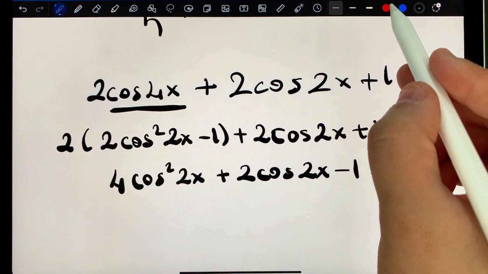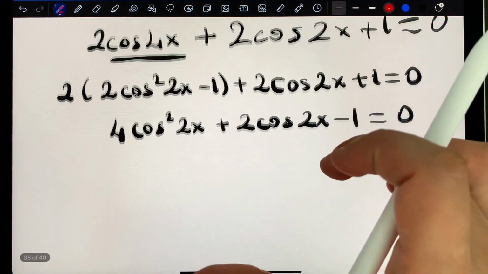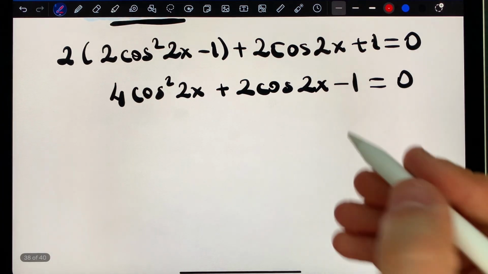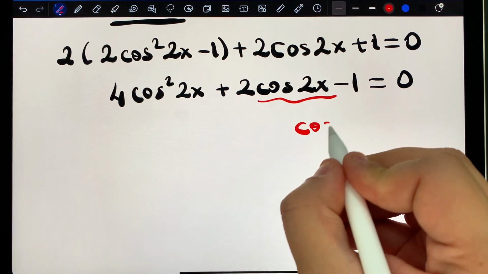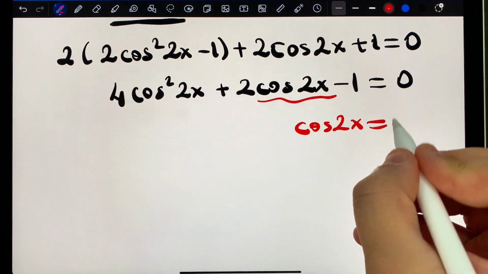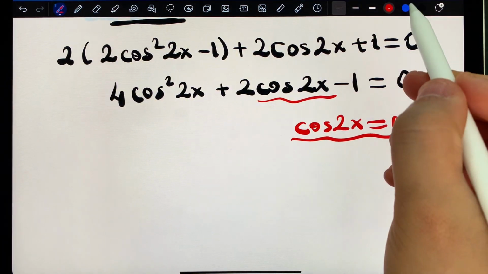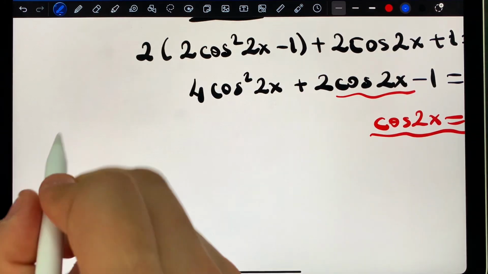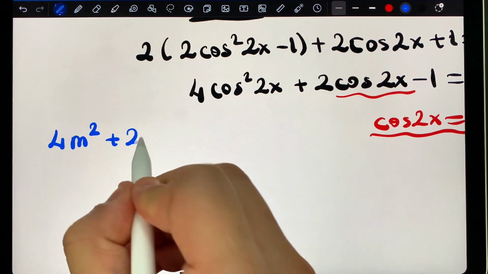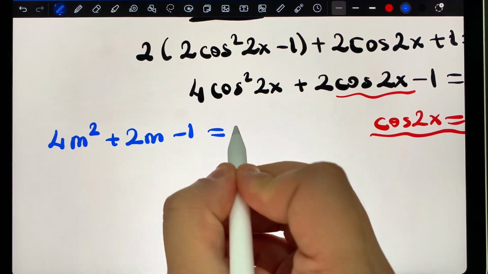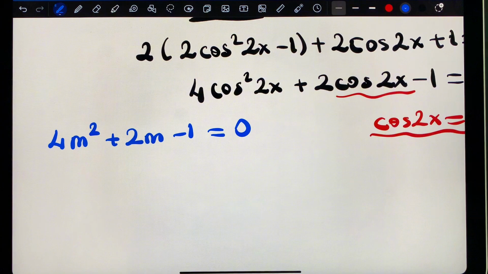Now what can I do next? Look, after finding this expression, I'll make a substitution here. I say cosine 2x equals m. What will happen when I say m? 4 times m squared plus 2m minus 1 equals 0. Let's look at the discriminant, or delta, of this.